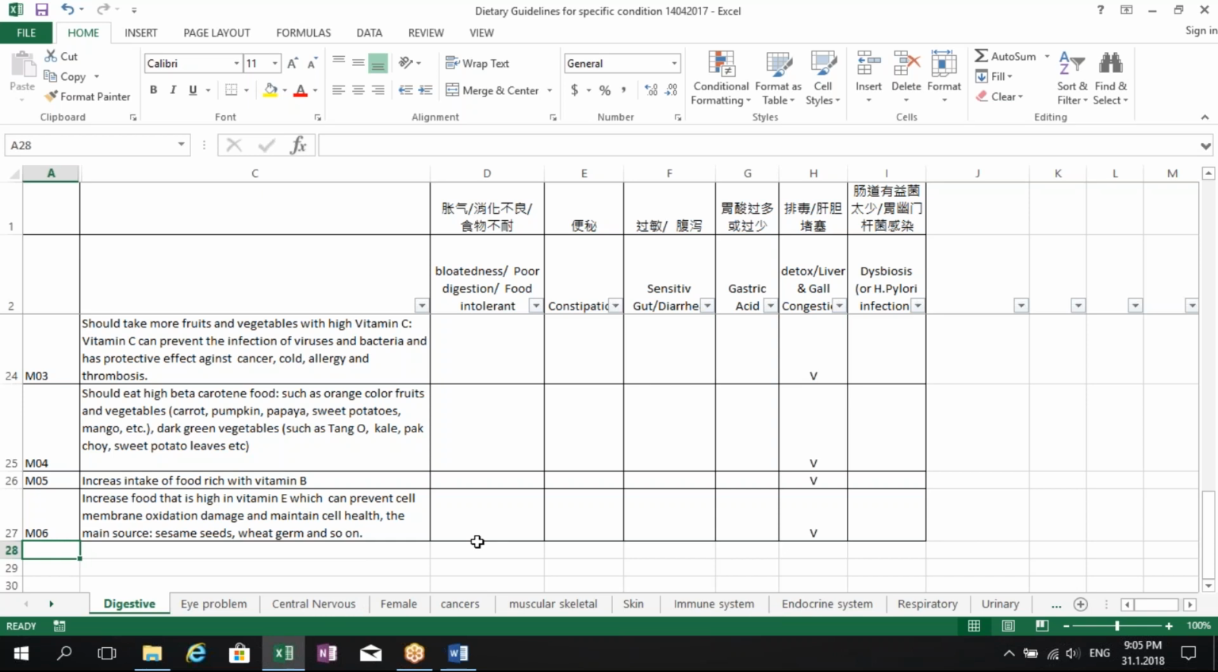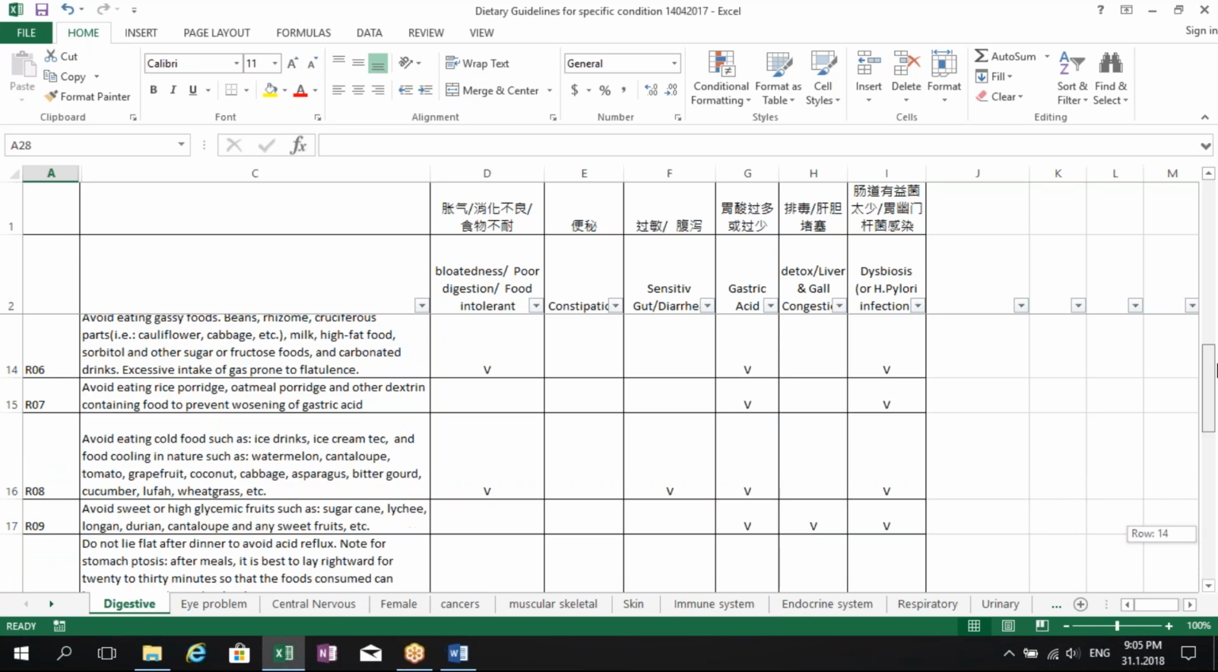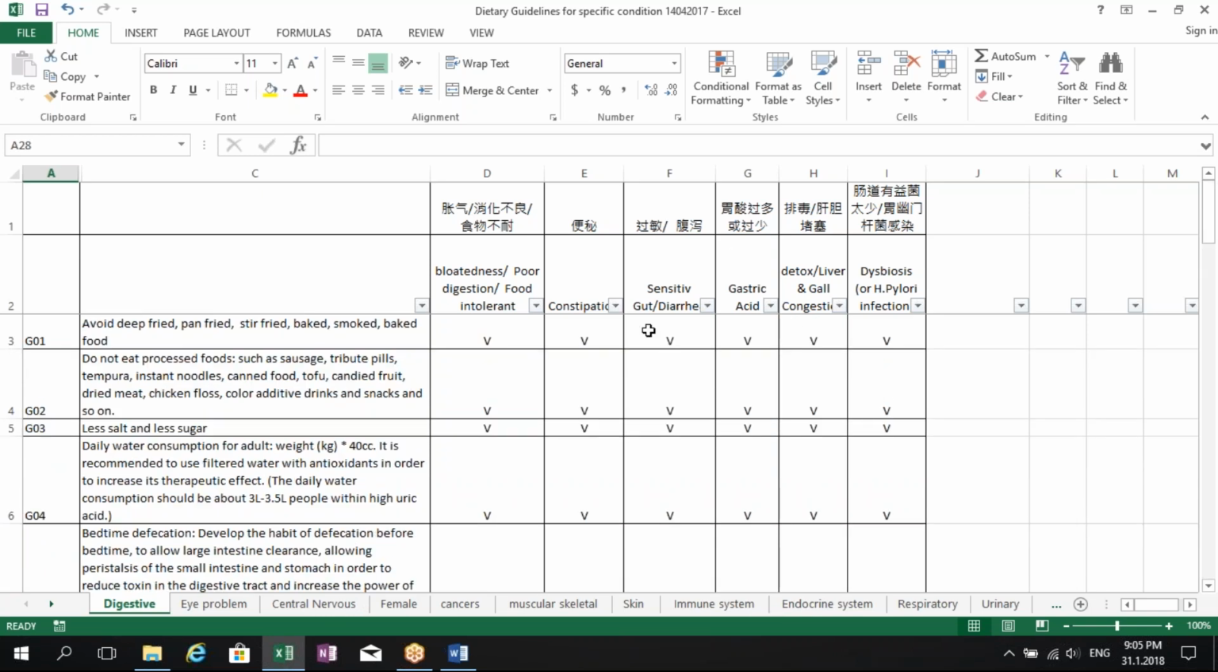Okay? I haven't finished. So for each disease, different kinds of disease within the same system, you will see the tick. This one is actually a tick, the V is the tick. The tick means that this advice is applicable for this condition. Things that don't have the tick mean not important or not really applicable.